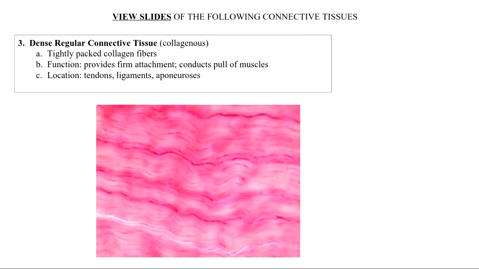Third one is dense regular connective tissue, also referred to as collagenous tissue, and these are just collagen fibers. Collagen fibers are a type of fiber that I go over in greater detail in the lecture that make up like a tendon or a ligament, right? And so that's what we're looking at, collagen fibers tightly packed on top of collagen fibers. And so that's dense regular connective tissue.